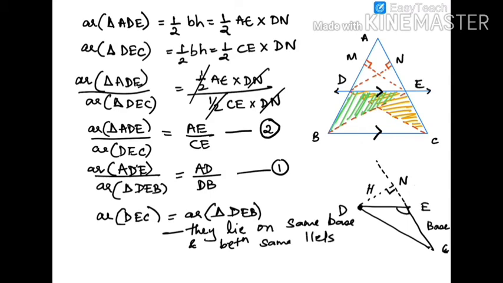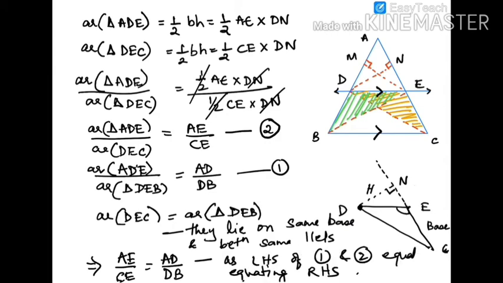So now we have left hand side of step 1 and step 2 equal. The numerators are already equal, and now the denominators are also equal. So what can we say about the right hand side? So this implies AE upon CE is equal to AD upon DB. So we have proved the theorem.